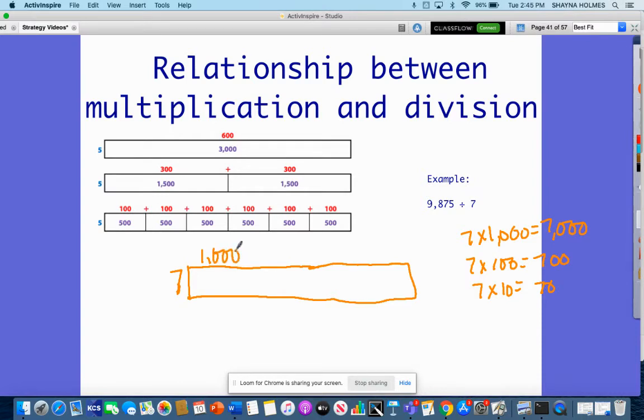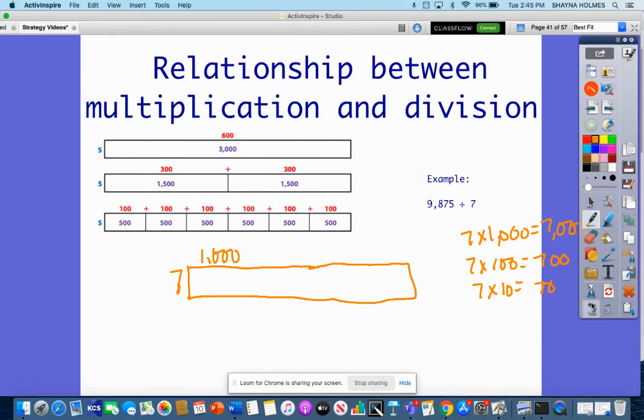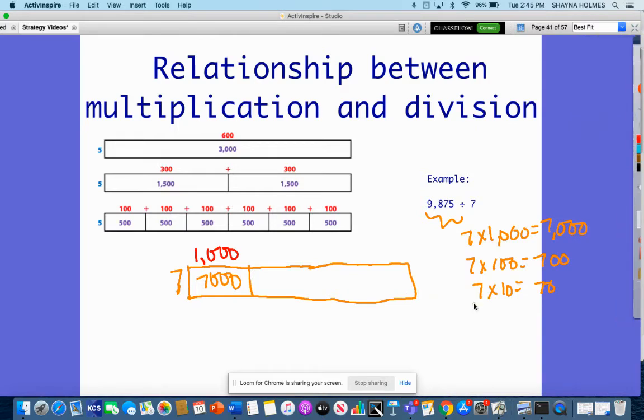I'm going to do this in red so that it will match. So I have 1,000 as my answer. I'm going to move back to orange now. And that gives me 7,000. Now I'm just going to add up until I get to 9,875, or as close as I can get. If I did another 1,000, that's way too much. So I'm just going to do a couple of hundreds.